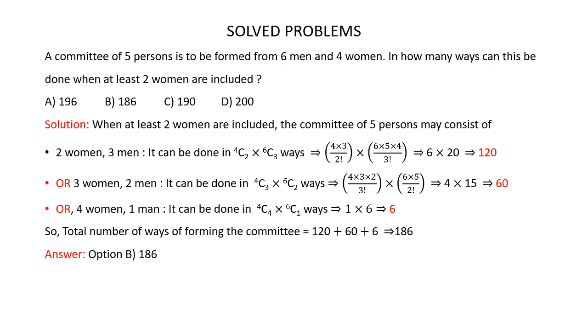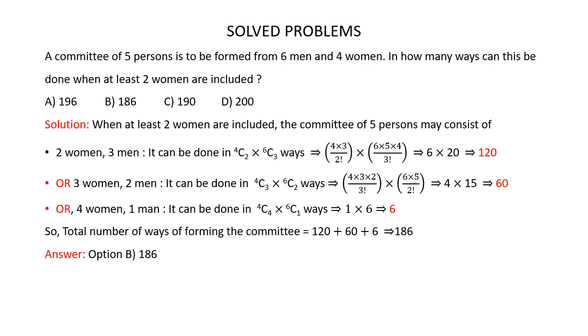Let's look at the third case where 4 women and 1 man can be selected for the committee. Now 4 women can be selected from 4 women in 4C4 ways, multiplied by 1 man can be selected from 6 men in 6C1 ways. Now 4C4 is nothing but 1 and 6C1 is nothing but 6. So 1 multiplied by 6 is 6.